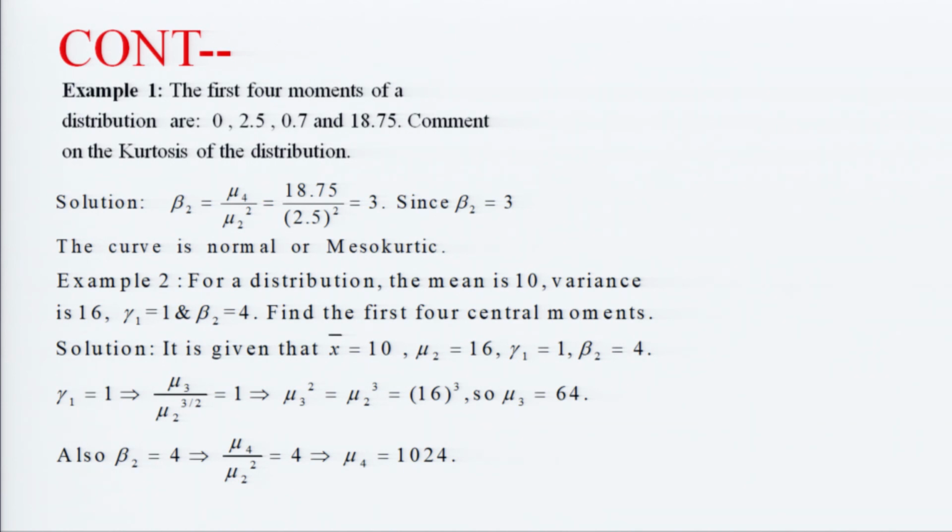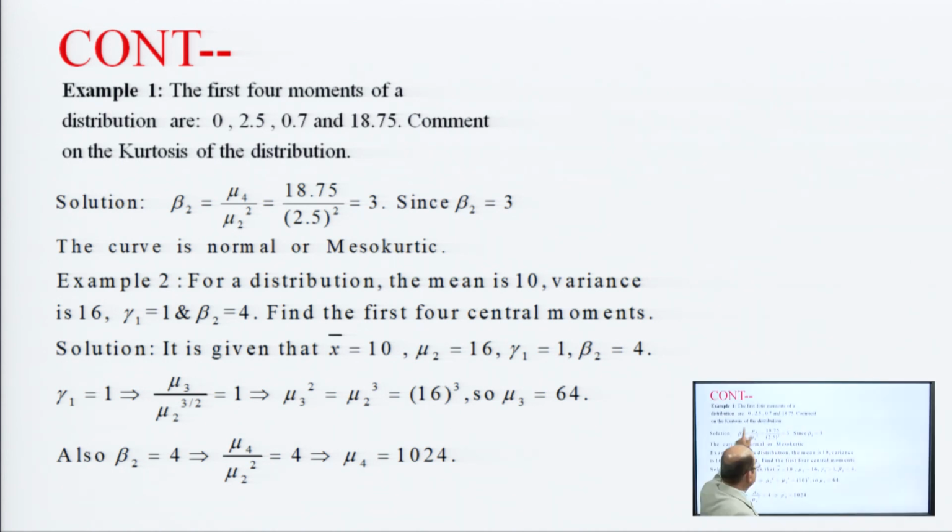The first 4 moments of a distribution are 0, 2.5, 0.7 and 18.75. Comment on the kurtosis. Solution: first we find beta 2. Beta 2 is equal to mu 4 by mu 2 square, which is 18.75 divided by 2.5 square, and that is 3.